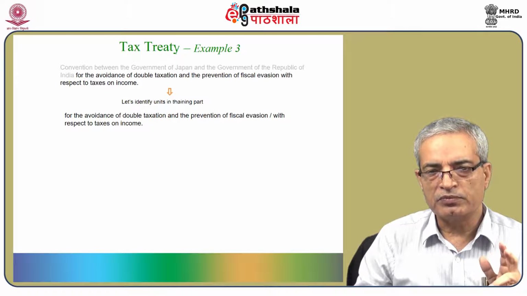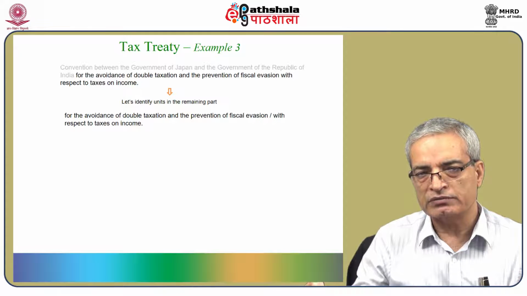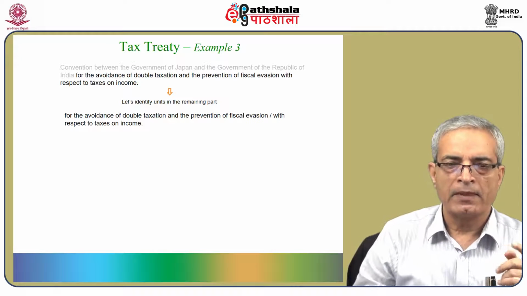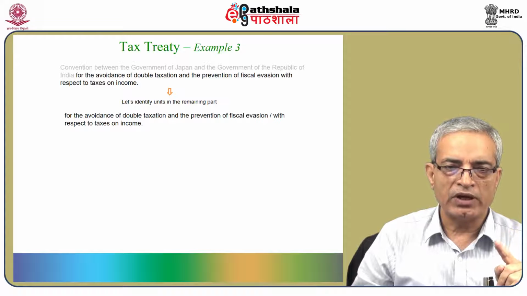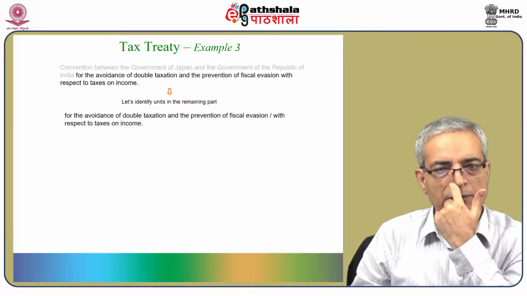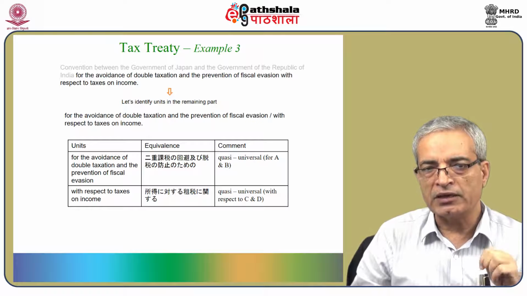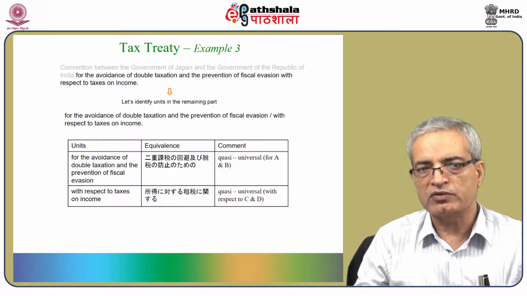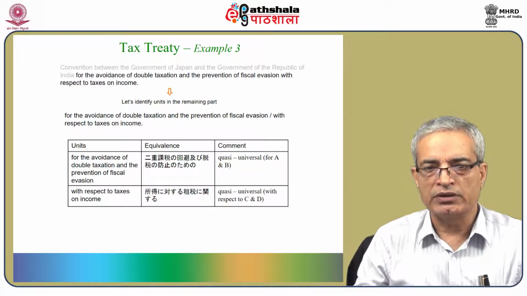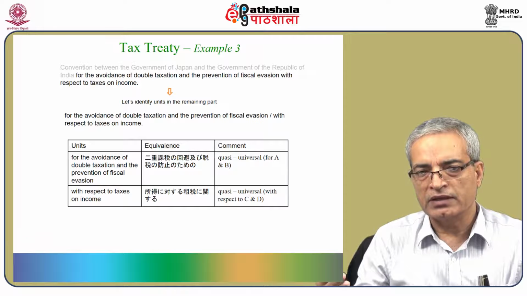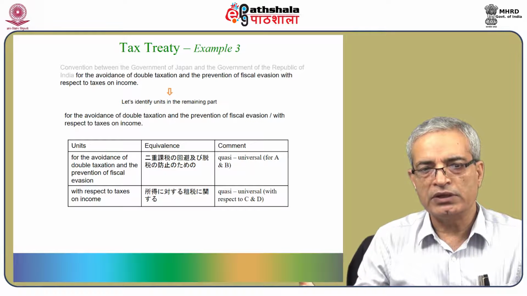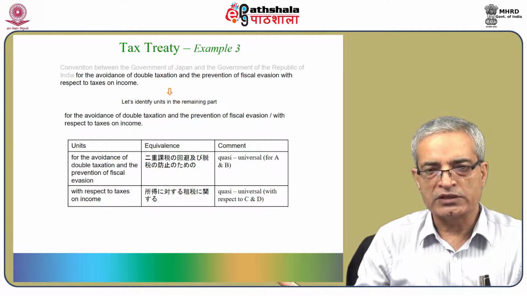Let's try to apply a different technique. Let's see if we can do it by units instead of going for frame business. If we see for the avoidance of double taxation and the prevention of fiscal evasion, don't you think it looks like for A and B? So that's how it becomes a quasi universal unit. And if I say A to B no tame no, that's a translation.